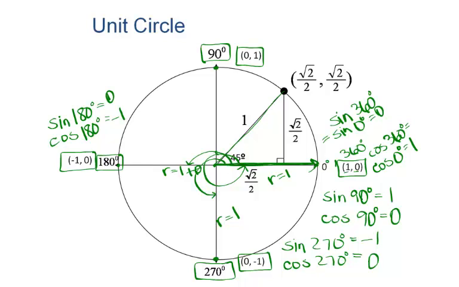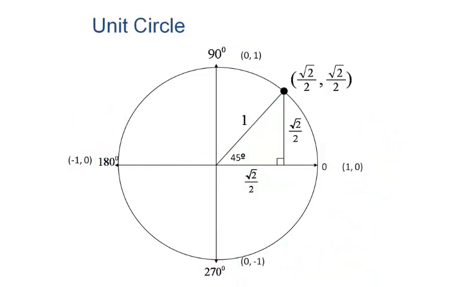Next, before we talk about a 30, 60, 90 triangle, I want to talk to you about tangent values. Fundamentally, we're going to go back and talk about the fact that we know the sine of theta is y over r, and we know the cosine of theta is x over r. We also know the tangent of theta is y over x. I want you to notice something.